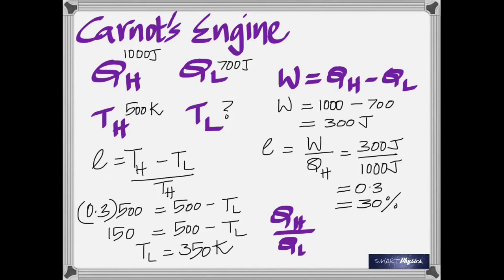Now, you could have just done it this way. QH over QL is TH over TL. You can see that 500 is half of 1000. Therefore, you have to get a number which is half of 700. That is 350. But then why did I make you go through the process? Just to show you what work is and how to calculate the efficiency in two different ways. I hope that's clear now.